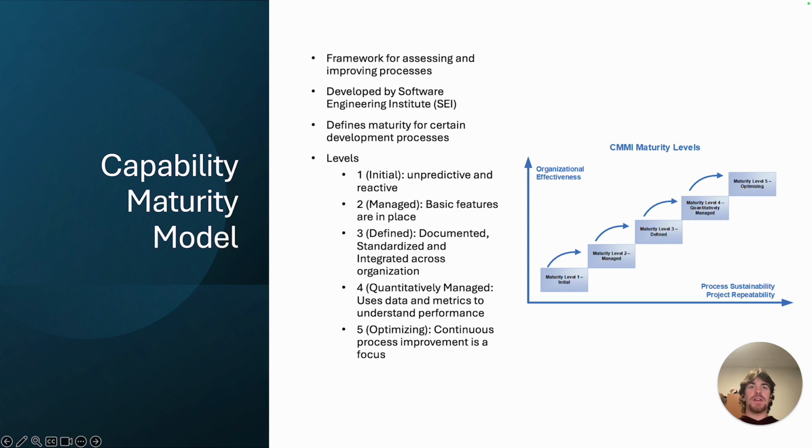Level 4 is quantitatively managed. The organization will use data and metrics to understand and control process performance. There's an emphasis on statistical control and continuous improvement. And your last and best step, level 5, is continuous process improvement. This optimizes the entire process and makes sure you're in the best place possible.